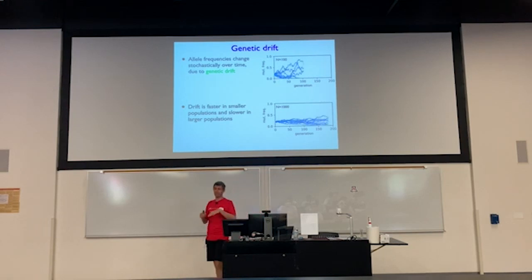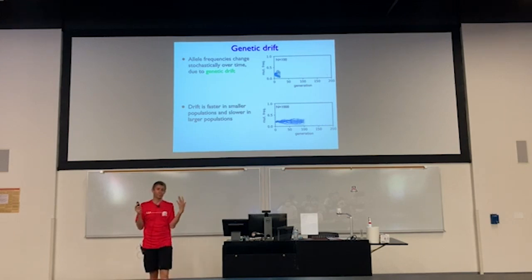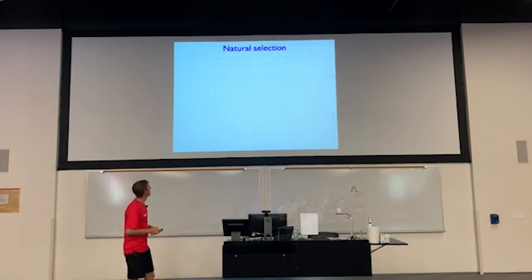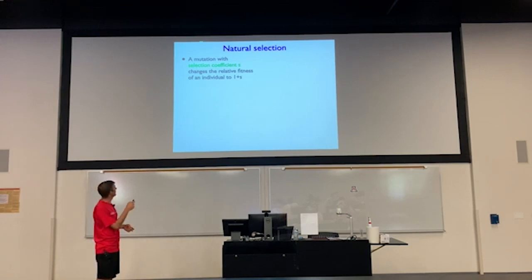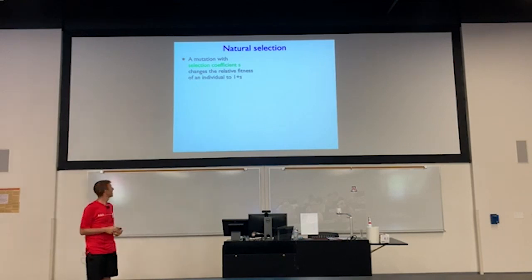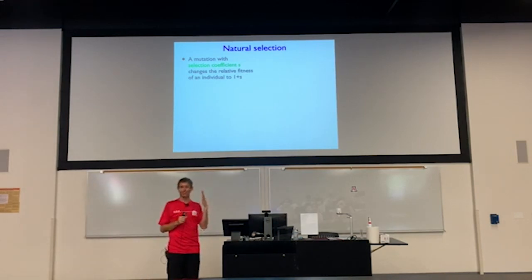So, genetic drift is all about neutrality. So what happens when mutations don't do anything? But the most interesting mutations, of course, are those that change the phenotype, that affect fitness. And so that brings me to the idea of natural selection. And so some of the way we think about this mathematically is the idea of a selection coefficient. That a mutation that has a selection coefficient s changes the relative fitness of an individual to 1 plus s. So if we have a selection coefficient of plus 0.1, that means that an individual who carries that mutation is 10% fitter. That on average, over time, they'll have 10% more offspring than someone who doesn't carry that mutation.